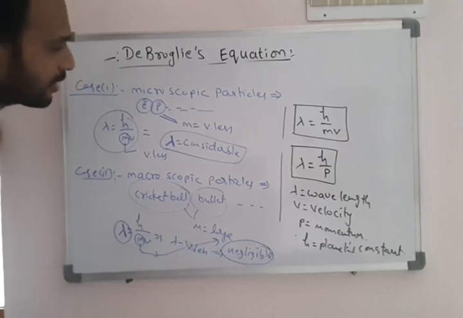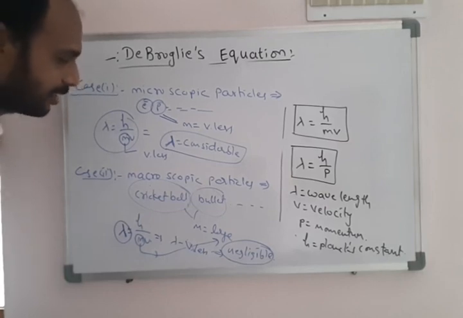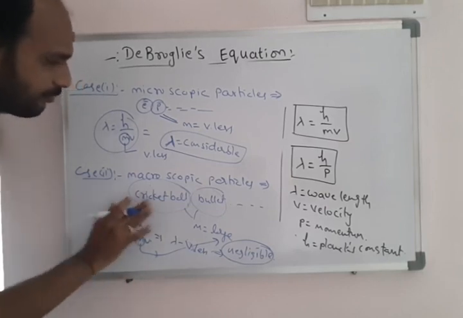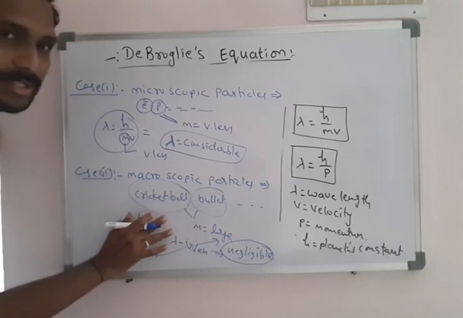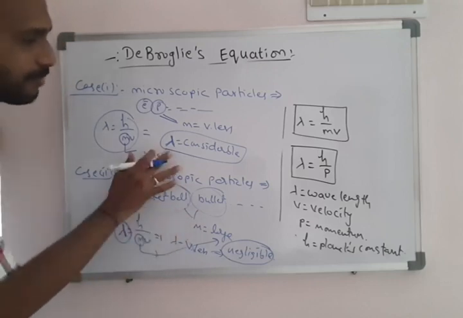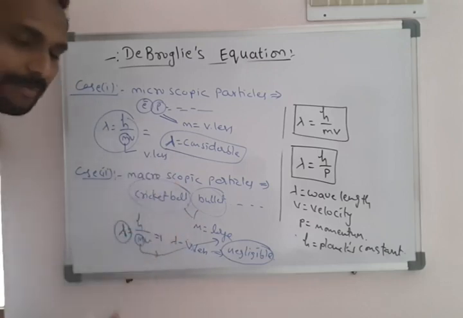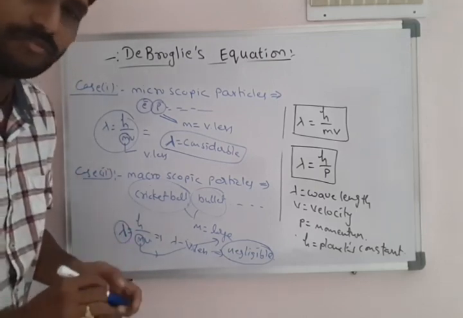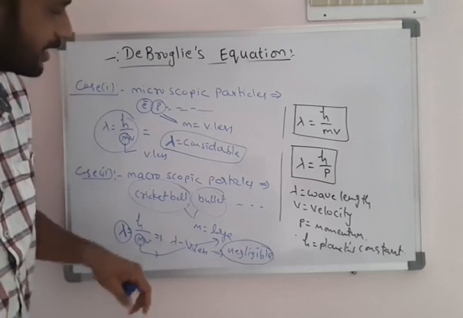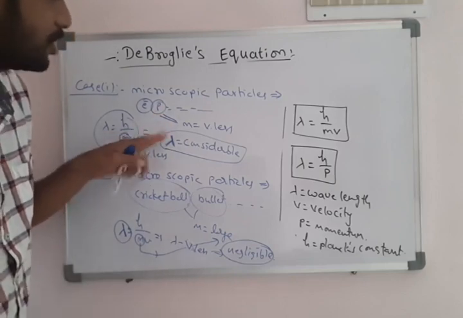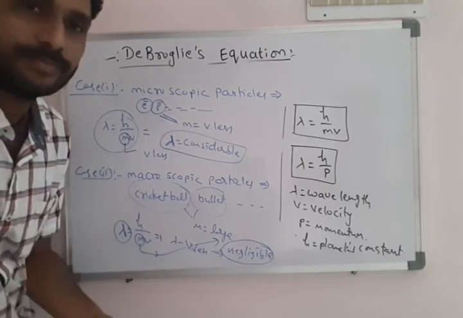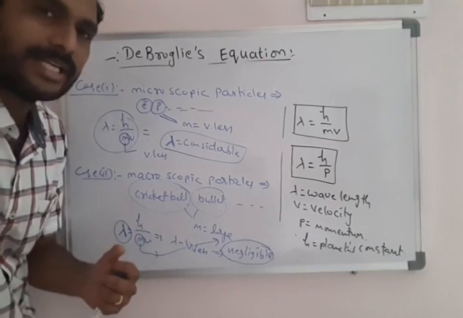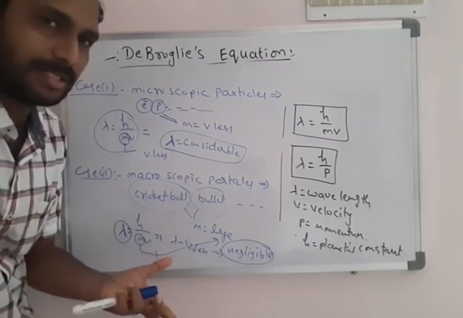Means some particles have wave properties, and some particles have only particle nature. When it comes to light, it consists of photons. Light consists of only photons, so that's why it comes under microscopic particles. So light, that is, electromagnetic radiation, compulsorily shows dual nature.